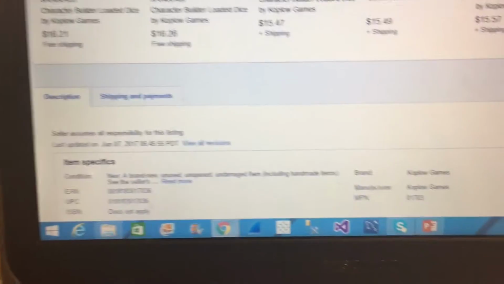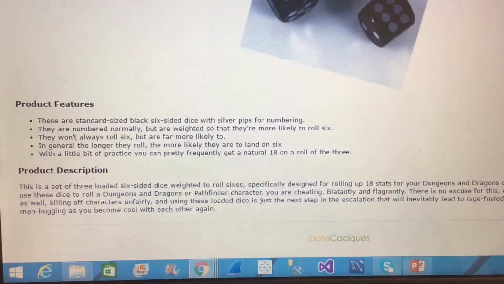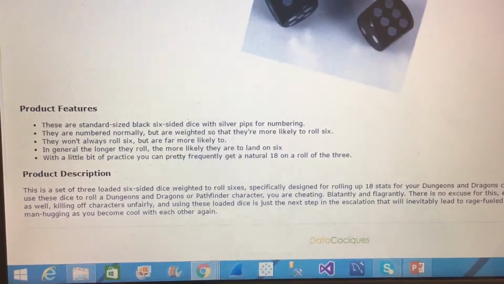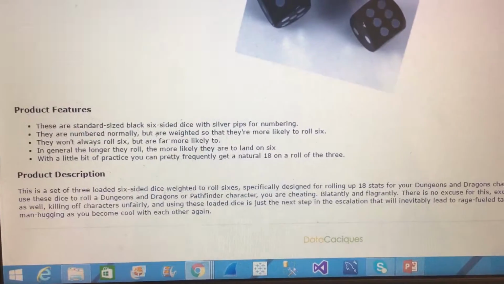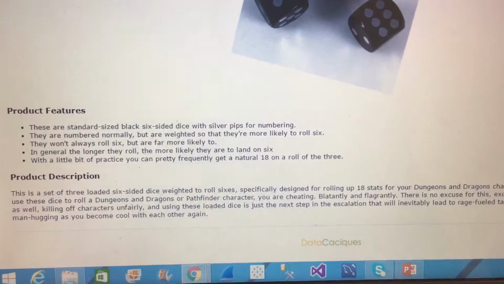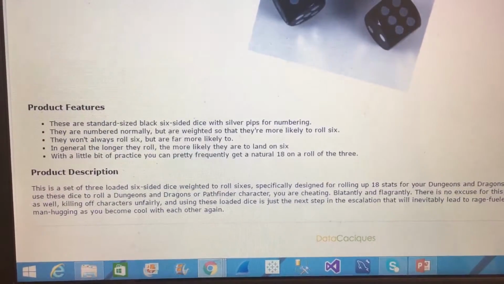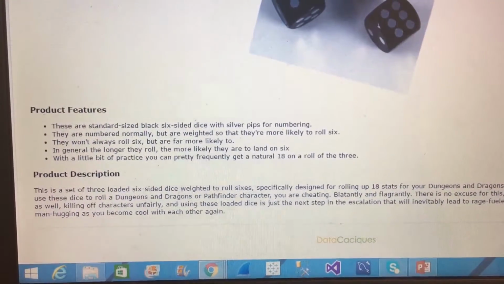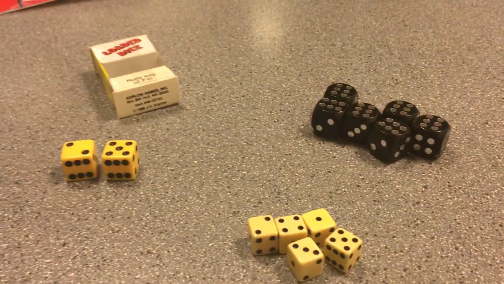So I'll scroll to the description. These are standard size black 6-sided dice with silver pipes for numbering. They are numbered normally but are weighted, so they are more likely to roll 6. In general, the longer they roll, the more likely they are to land on 6. So that's some background information on the dice that I chose.